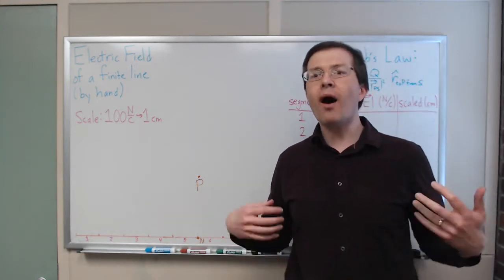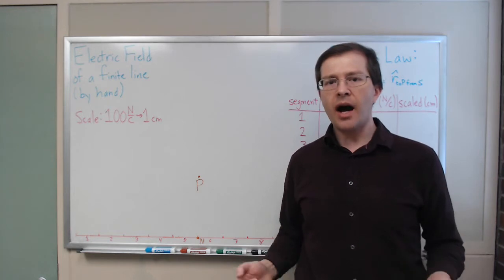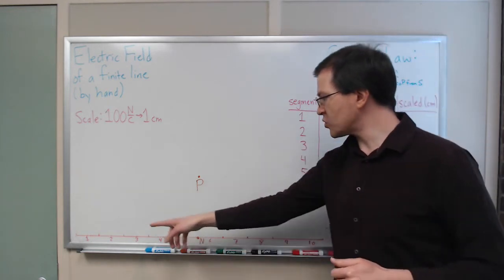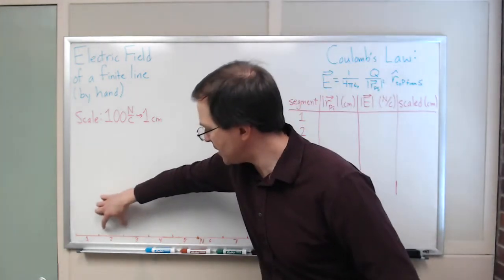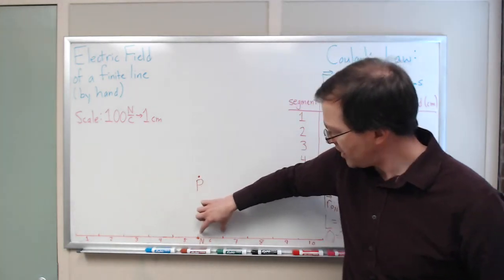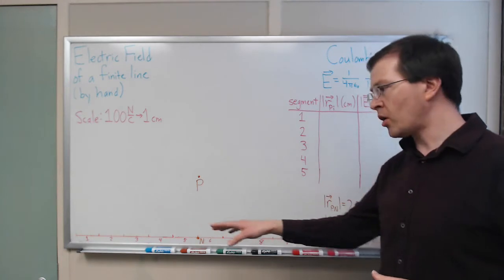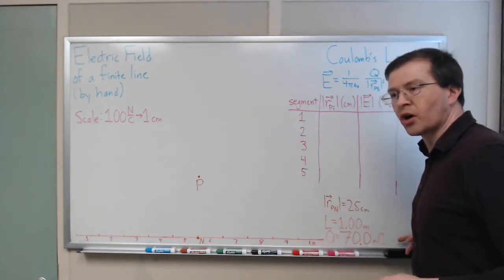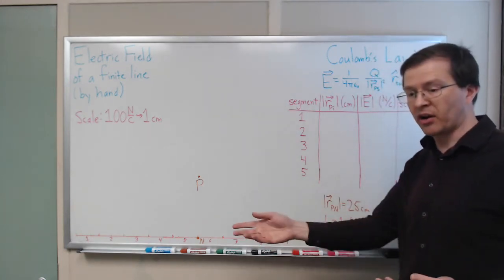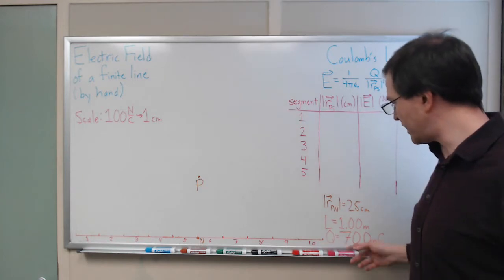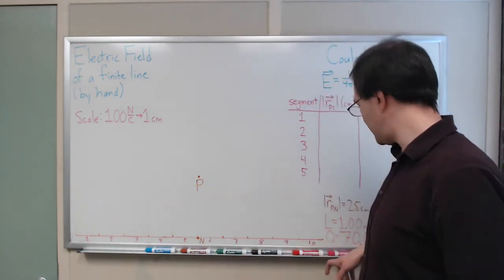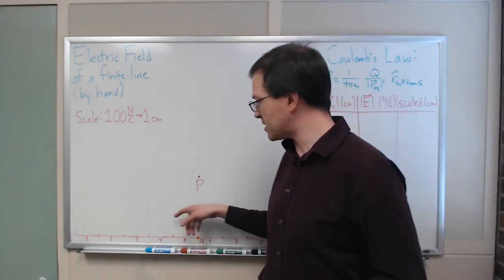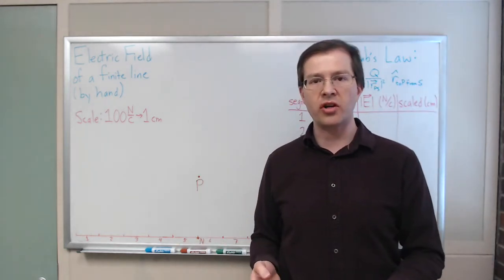But to get an idea of why calculus is the way to do that, I'm going to do this example where I break this 100 centimeter line up into 10 equal 10 centimeter chunks. I'm going to say this line has a total charge of 70 nanocoulombs spread evenly along it.